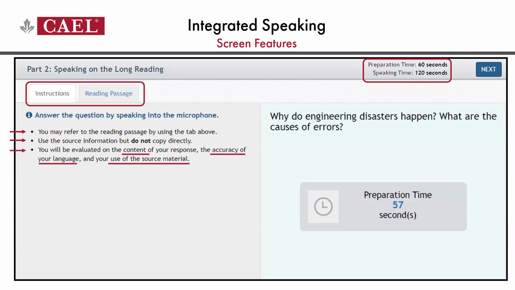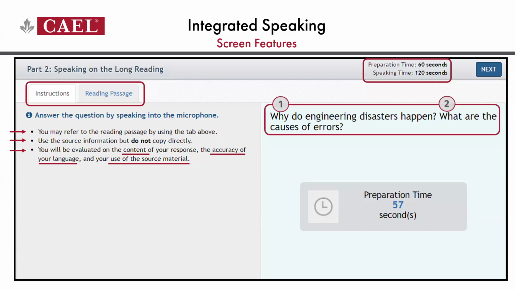You should not have to take your precious 60 seconds of prep time to read those instructions. These are instructions you should know by heart before you come into CAEL, but they are there on the computer screen just in case you want to review them if you've got time, which I don't think you will, but you never know. The question itself, this is how you use your prep time. You read the question, and this one says, why do engineering disasters happen, and what are the causes of the errors? So again, it's a 2-part question, which is almost always the case in CAEL.